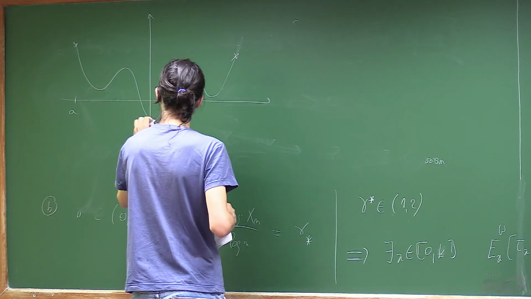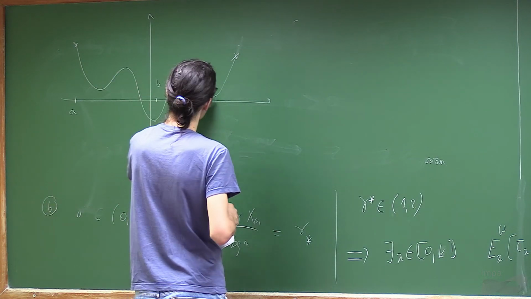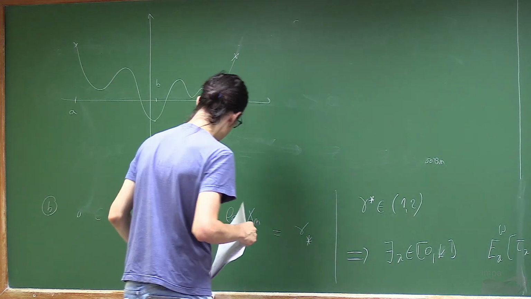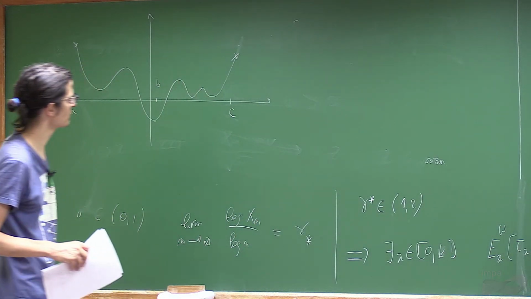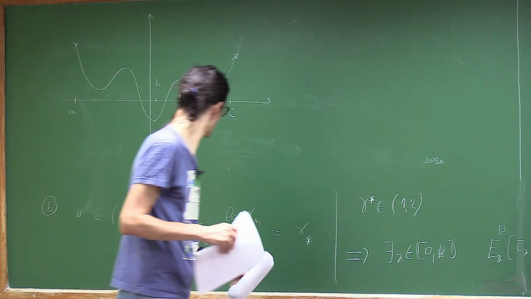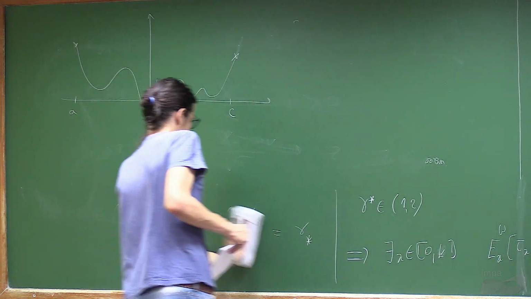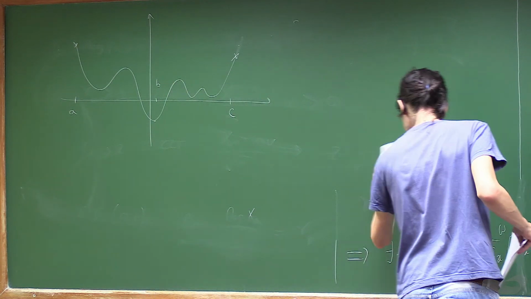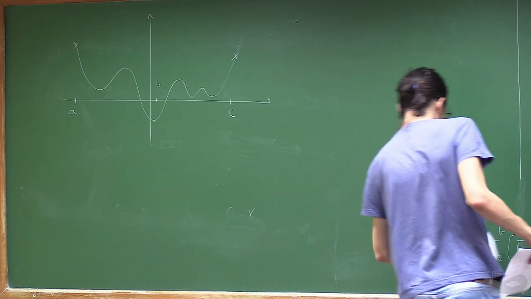A, B, C. This is the potential value. Okay? So I will define two other notions.